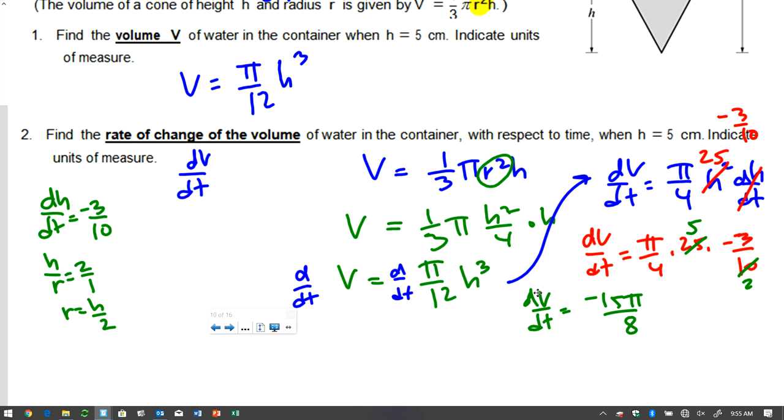Okay, let's get the units here. What's the units for volume? Centimeters cubed. What's the unit for time? Go look for a time somewhere, guys. Hour. And there is my answer.